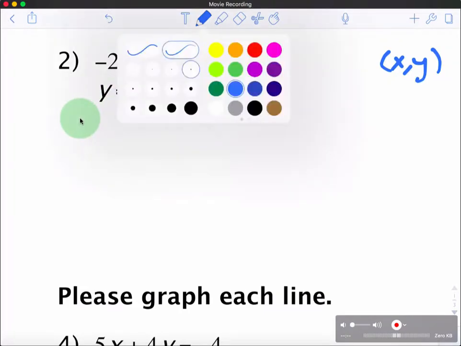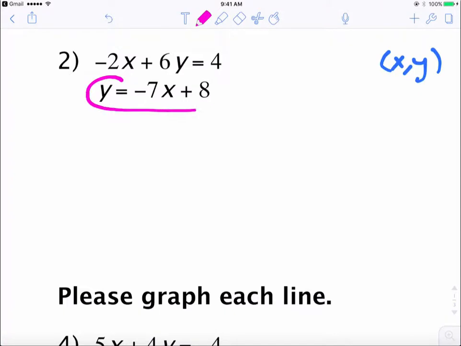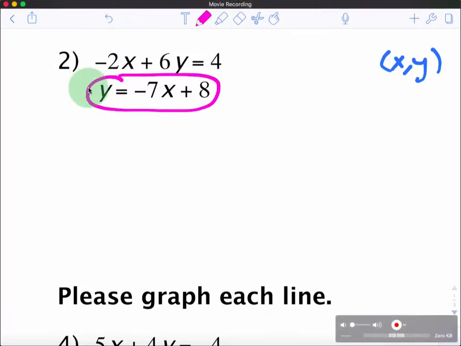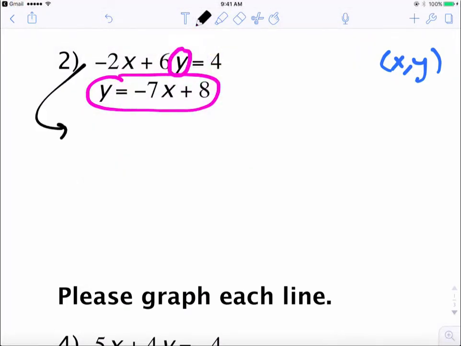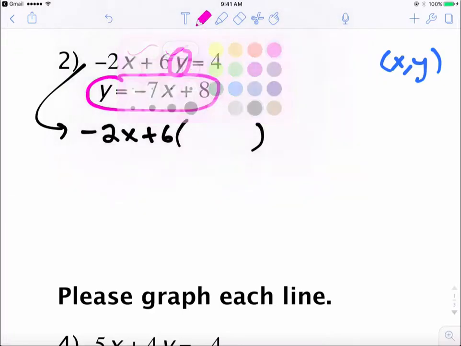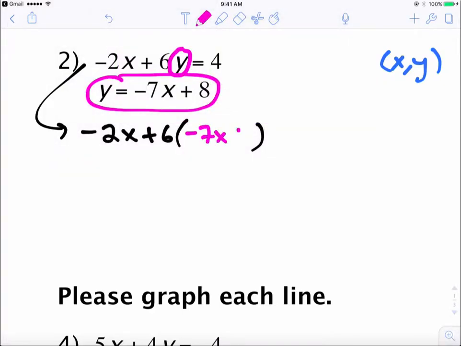Now, one thing I really like here is that we have a statement that's y equals already. So we know that this y right here equals -7x plus 8, which means that this y right here should also equal -7x plus 8. I'm going to substitute this expression right here in for that y. Check it out. So I'm just going to bring on down: we have -2x plus 6 times the quantity of, and here I'm going to go ahead and substitute -7x plus 8. Substituted this in for that y equals 4.